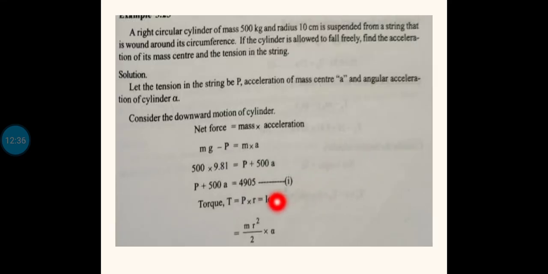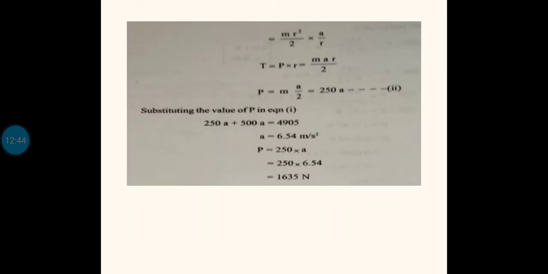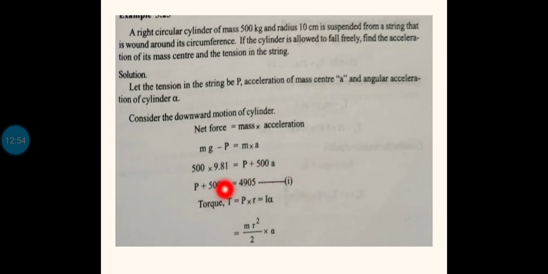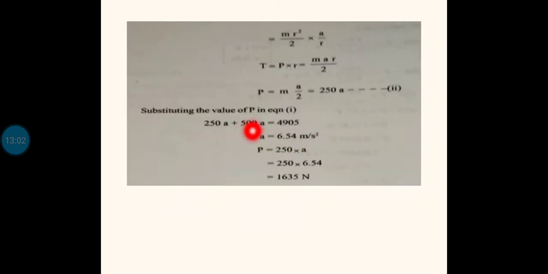Here we have one equation, P plus 500A equals 4905. That is our equation 1. Here we got equation 2 as P equals 250A. Now substituting for P in equation 1, instead of P I am substituting 250A. So 250A plus 500A equals 4905. The only unknown quantity is A, so I can take A outside. So A is equal to 6.54 meter per second square. Now substituting for A in this equation, you will get P equal to 1635 Newton.